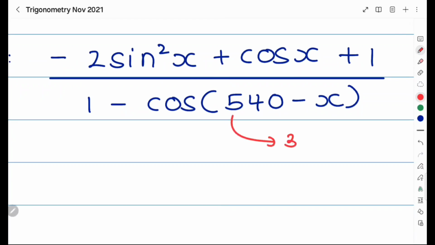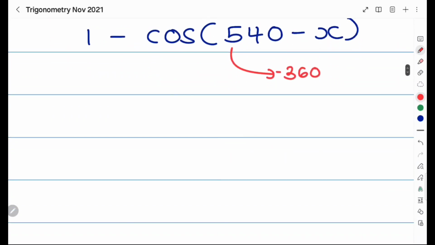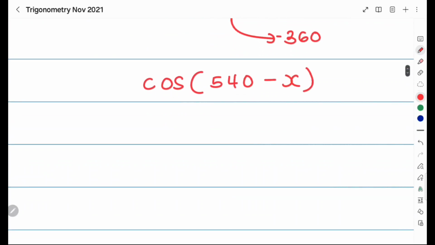So here it is going to be minus 360. So we then have cos of 540 minus x. We are going to subtract 360. So it is going to be cos of 180 minus x. Now we need to identify what quadrant this is in.